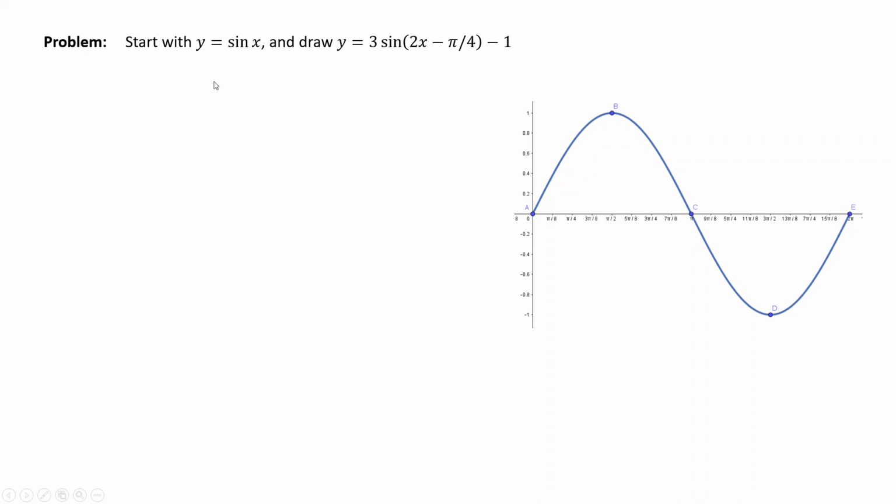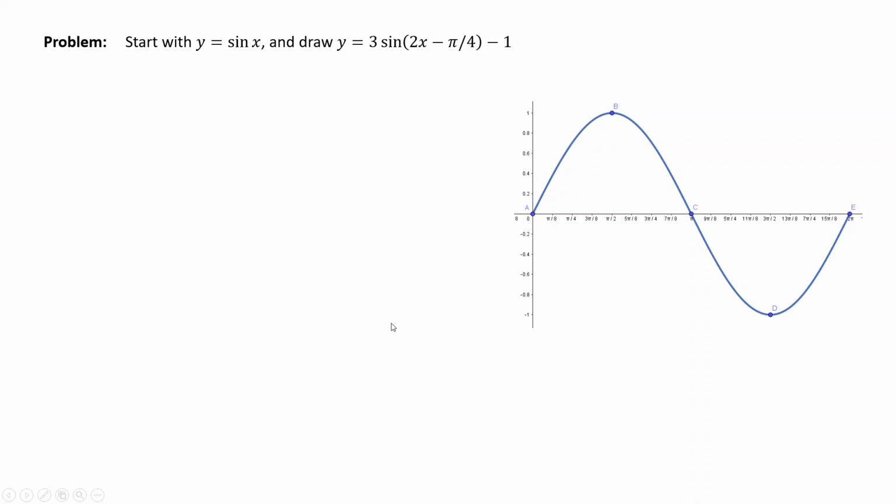What are the important points on y equals sine x? I have marked them right here for you. One is (0, 0). X is 0, y is 0. The next one is (pi/2, 1), (pi, 0), (3pi/2, -1), and (2pi, 0). What are we going to do? We will just figure out where these 5 points, A, B, C, D, E, go in this new graph of y equals 3 times sine of (2x minus pi/4) minus 1.